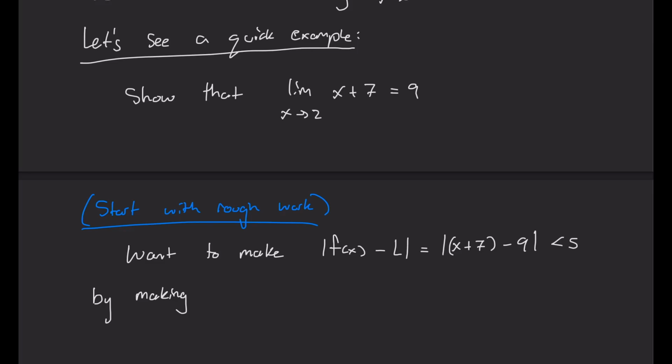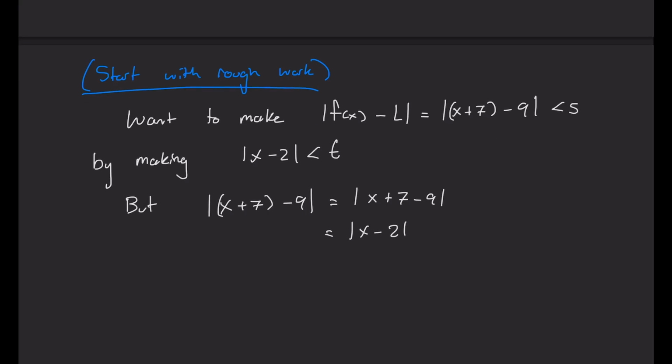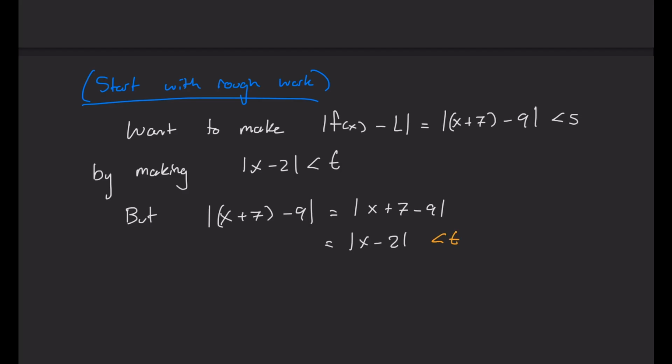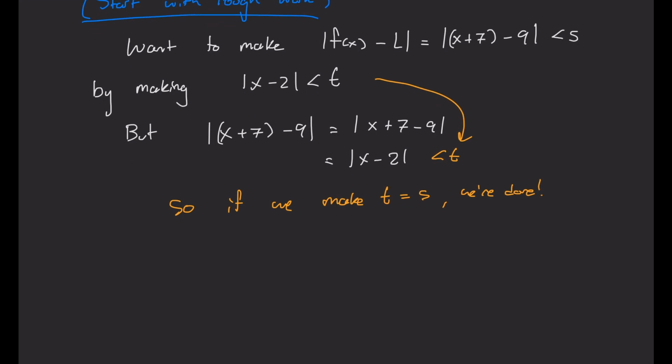And we want to do so by making the absolute value of x minus 2 less than our threshold of closeness. So we get to choose our threshold of closeness so that this works. Okay, but f of x minus L, which is x plus 7 minus 9, is just equal to x plus 7 minus 9 without the brackets, but that's just x minus 2 in absolute value. So we already know that that should be less than t from our assumption. So maybe if we just take t to be s, then we get our result. We're done.